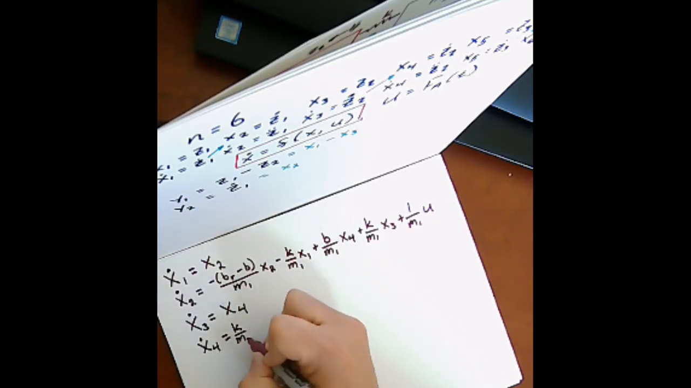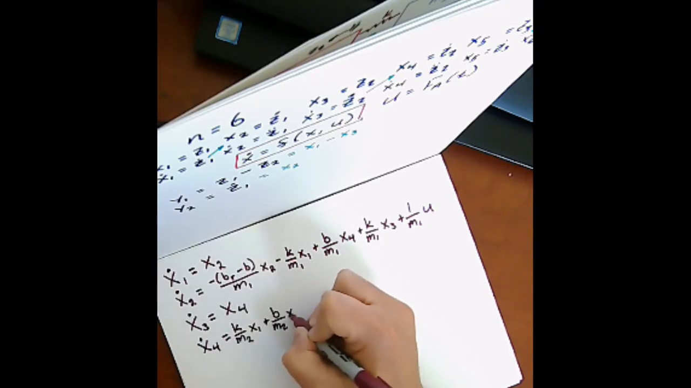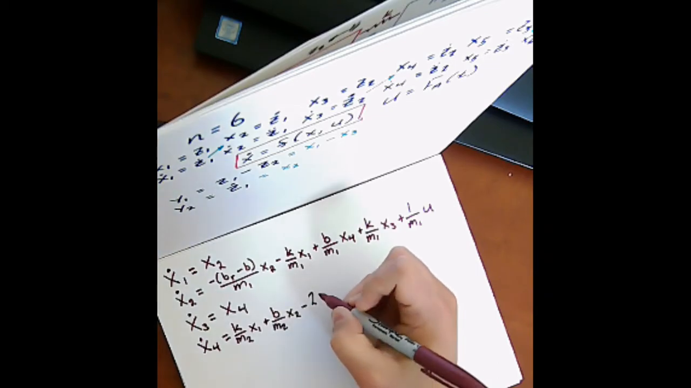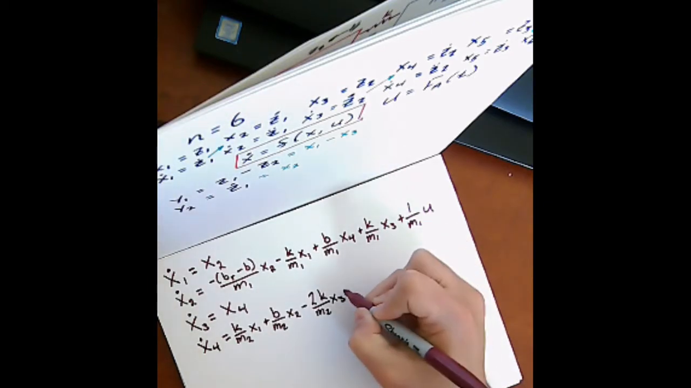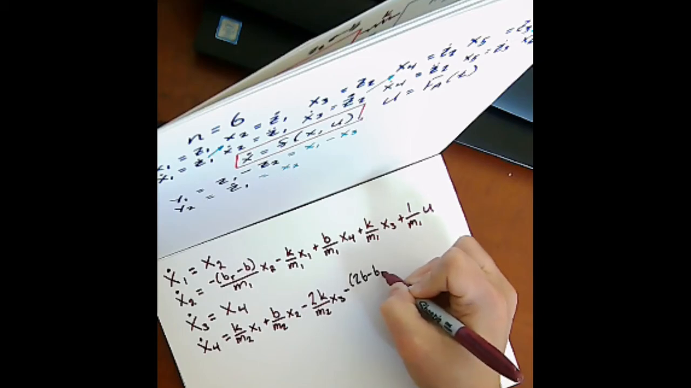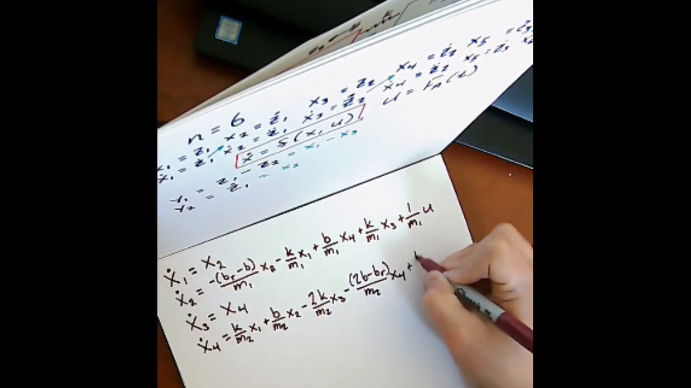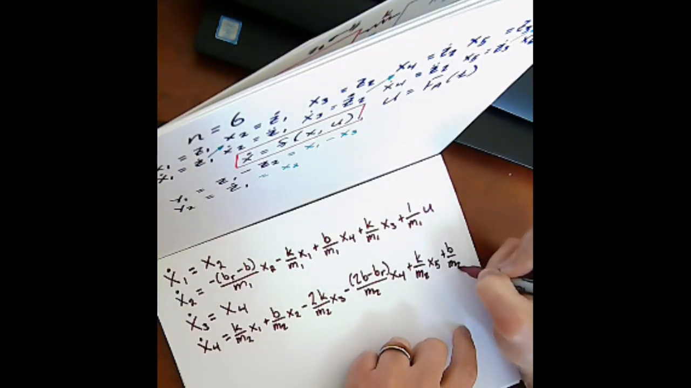So x dot 4 is K over M2 X1, plus B over M2 X2, minus 2 times K over M2 X3, minus 2B minus B_R over M2 X4, plus K over M2 X5, plus B over M2 X6.